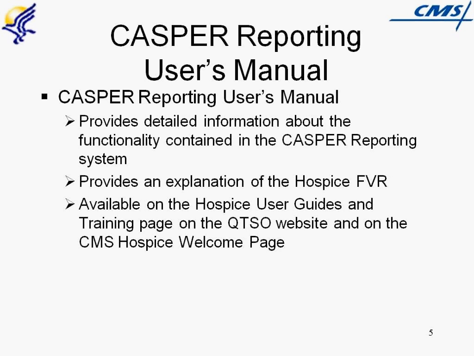The CASPER Reporting User's Manual provides detailed information to users about the CASPER reporting system's functionality and the system-generated hospice final validation report. You are strongly encouraged to access and review this user's guide. This guide is available on the CMS Hospice Welcome page as shown earlier. It will also be available on the Hospice User Guides and Training page on the CUTSA website.